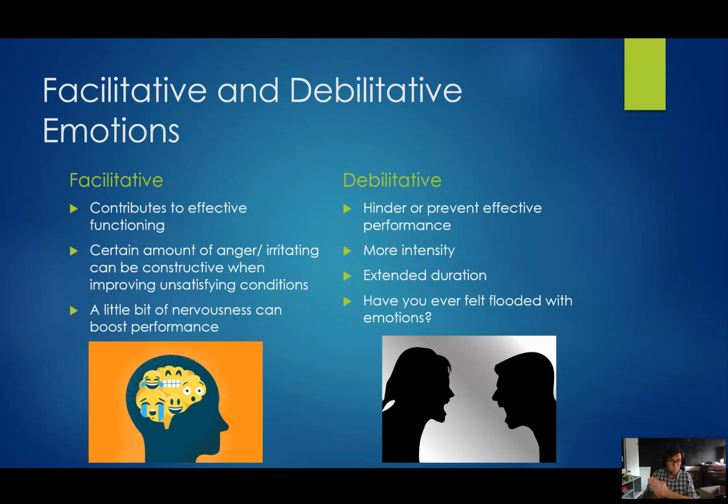But when left unchecked, when emotions are too high, any of those emotions can also be debilitative, where we hinder or prevent effective performance. More intensity, extended duration, and as a result, we are not able to function. This might be when we are so angry, so flooded by emotions, that we are unable to get a word out. We can't really think before we speak. In anger, this is very common.